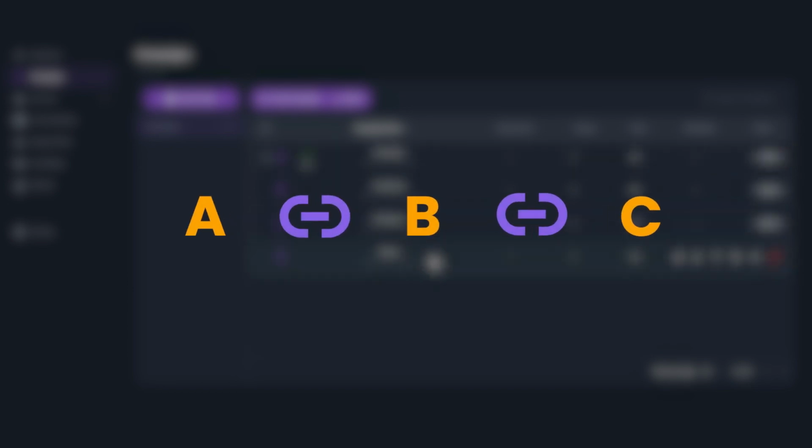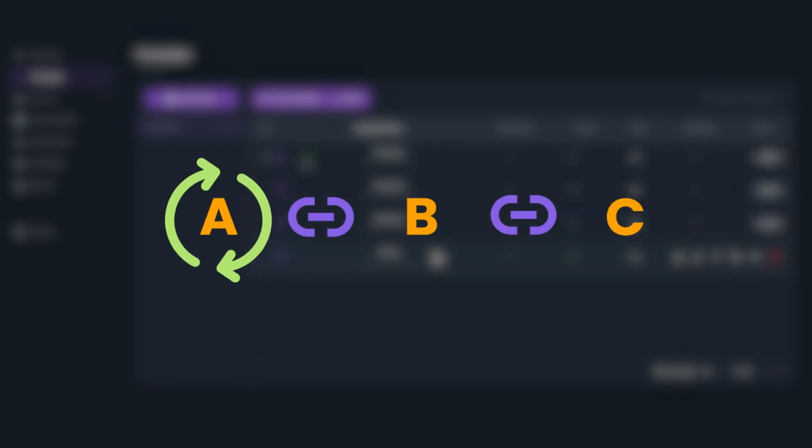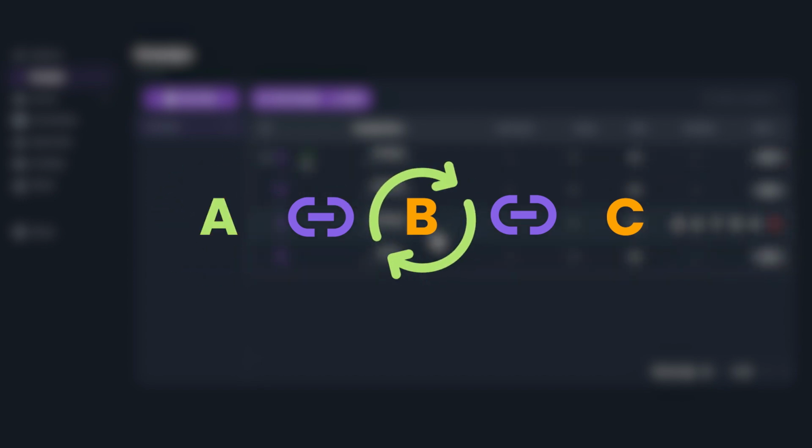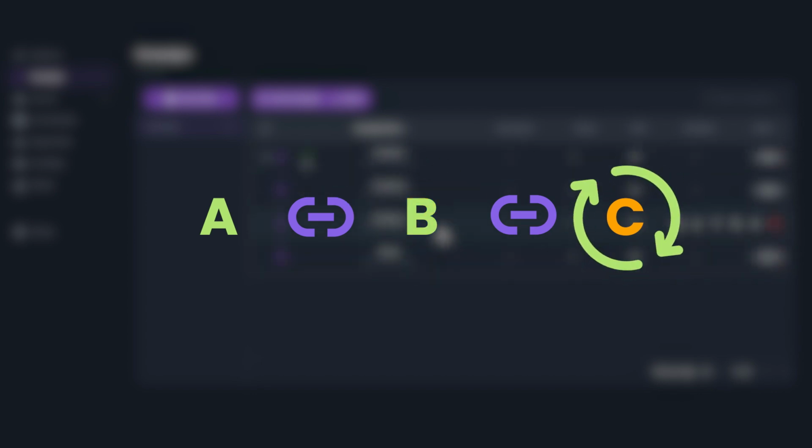Let's assume we have 3 campaigns, A, B, and C. Now let's link them together. Let's run campaign A, which is the first one. When campaign A finishes, the next one will start automatically. Then when campaign B finishes, the next one will also start automatically.